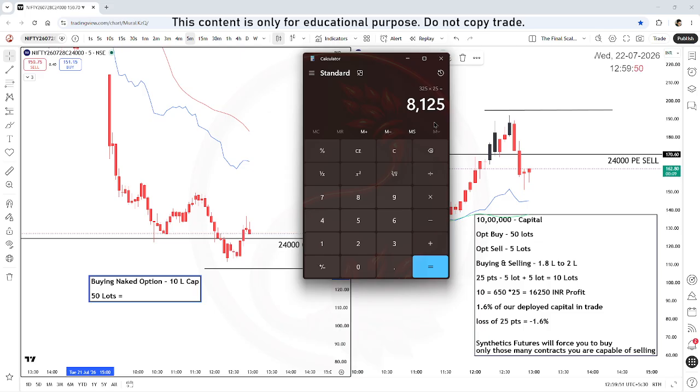I'm saying you should only buy those many contracts that you are capable of selling. If you have the capital to sell only 2 lots of Nifty options, you should not buy more than 2 lots of Nifty options. That gives you a breathing space to hedge your position, protect yourself from massive drawdowns and all of that, right?